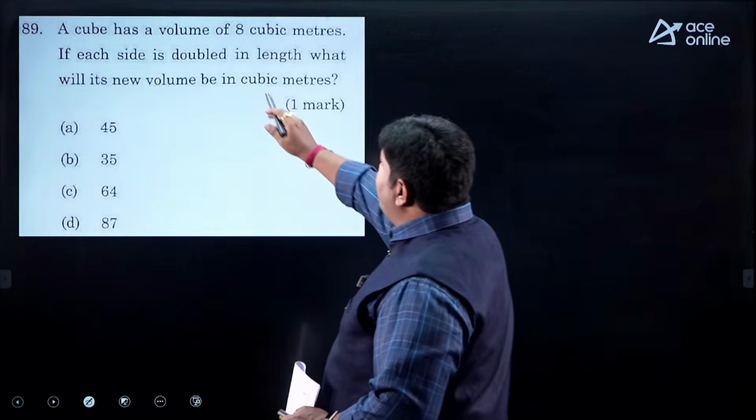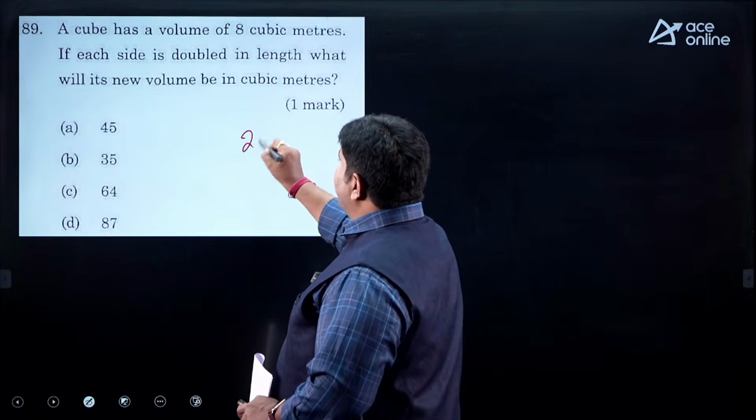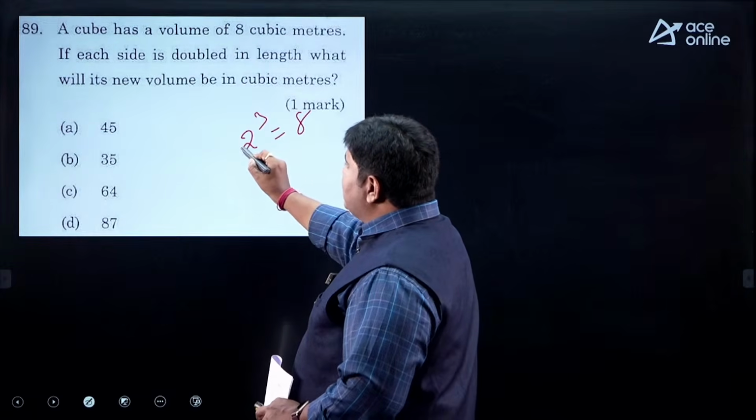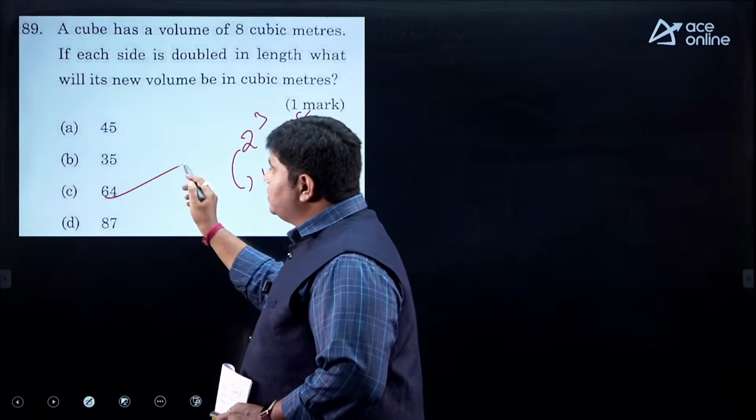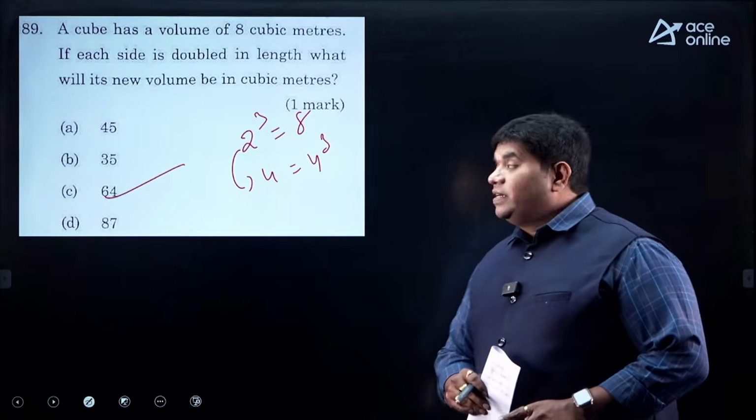Next, a cube has volume 8. Volume 8 means the side is 2. So that is 8, and everything is doubled. Double means the side is 4, then the answer is 4 cubed. 64 is the answer. Okay, my dear friends.